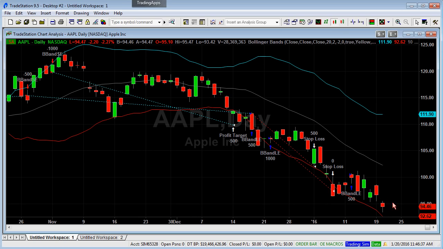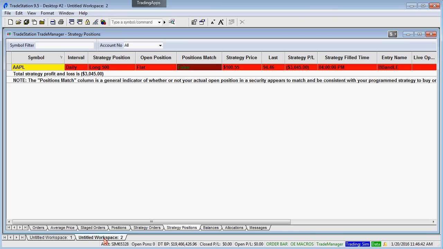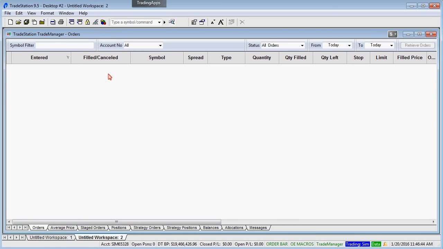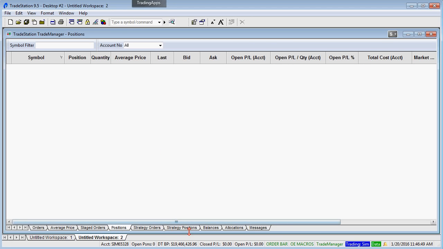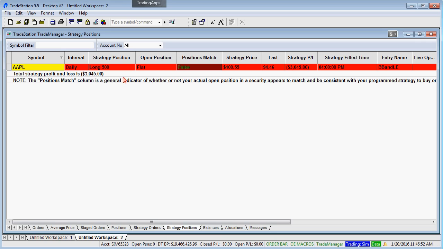If I look at the chart, it's being monitored tick by tick. If I go to my trade manager, of course it hasn't generated any orders. I see no orders, and I see no positions because it hasn't filled me. But if I go to my strategy positions, notice what's happening here. My strategy position is long 500, but my open position is flat. So there's a mismatch. It's comparing what my strategy has with what my live account has, and you can see how the position match says false. There's a false position match.